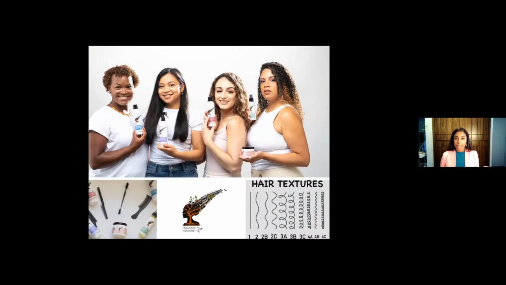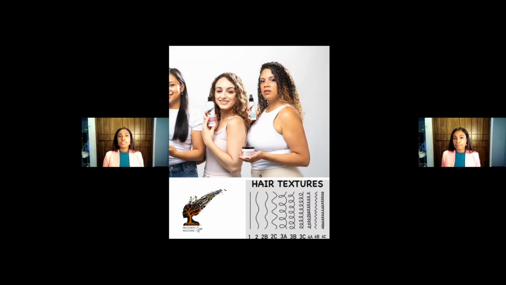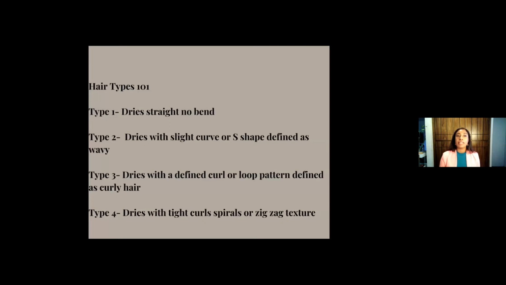Look at my lovely panel of beautiful ladies. Now, it's obvious that they all have different hair textures or hair types. Hair textures are broken up into 4 different types. And as you see on my chart below, we have hair type 1, hair type 2, hair type 3, hair type 4. Within those specific types, there are going to be different variations of that specific hair type or texture. So our first slide, let's talk about the hair types.